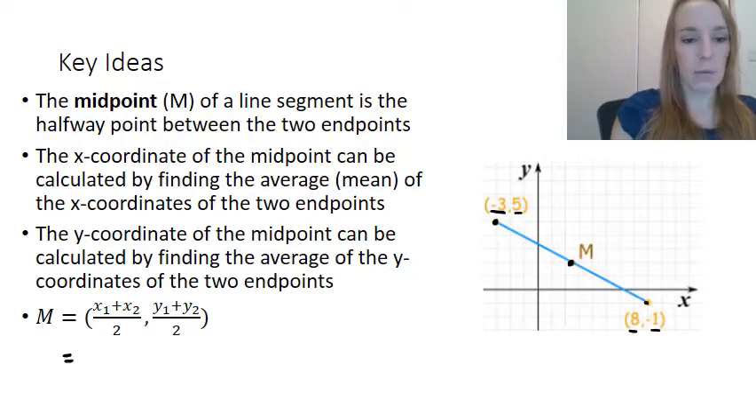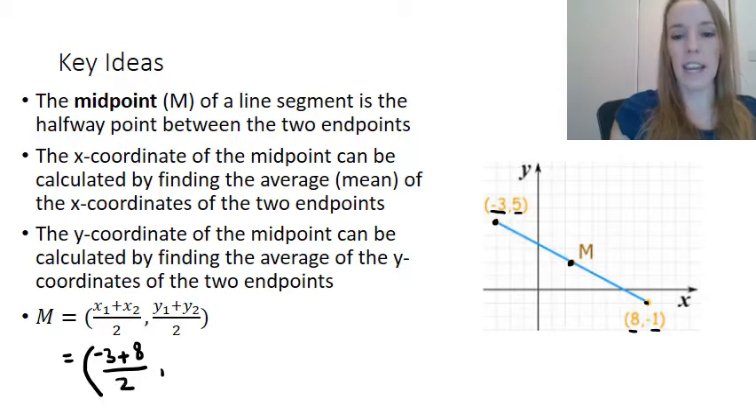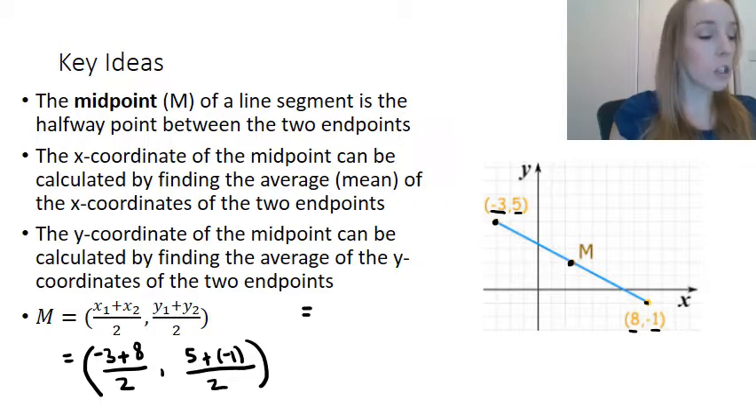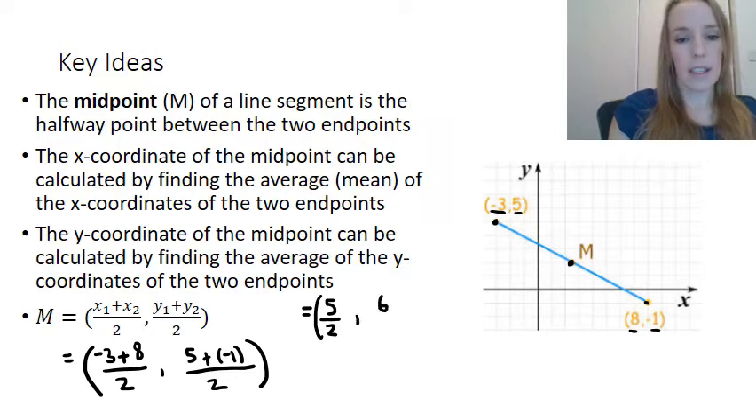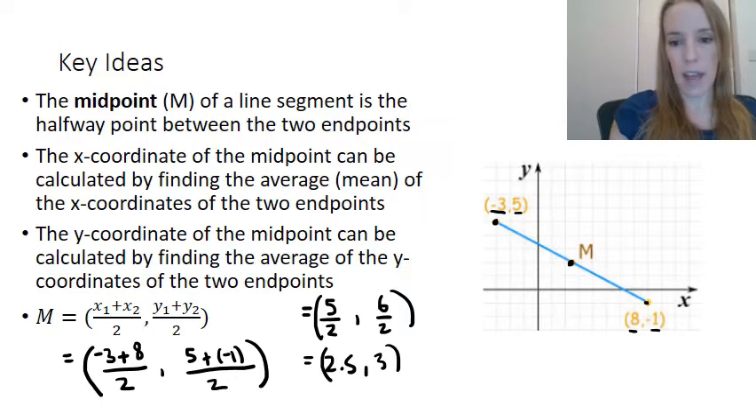So in this example, we've got -3 plus 8 divided by 2 as our first coordinate, and our second coordinate would be 5 plus -1 divided by 2. So you'd work down the page as usual. I don't have enough space. So -3 plus 8 gives us 5 divided by 2 for our x, and our y would be 6 divided by 2. So (2.5, 3). That would be the coordinates of our midpoint. So our midpoint could be found at those coordinates.